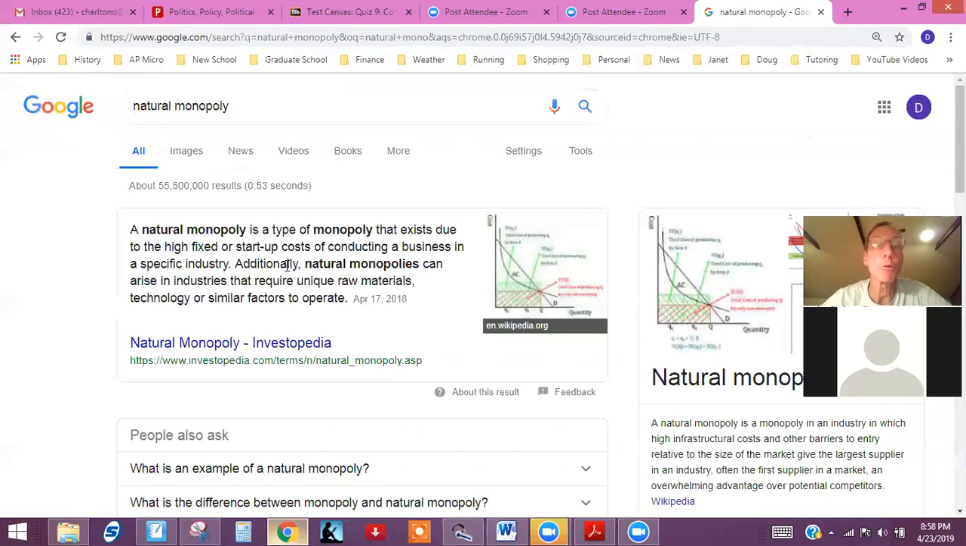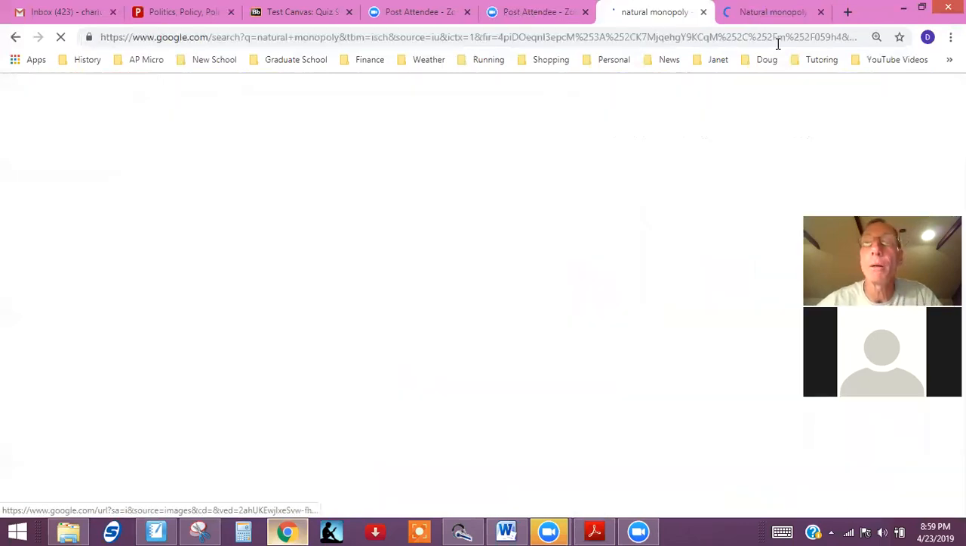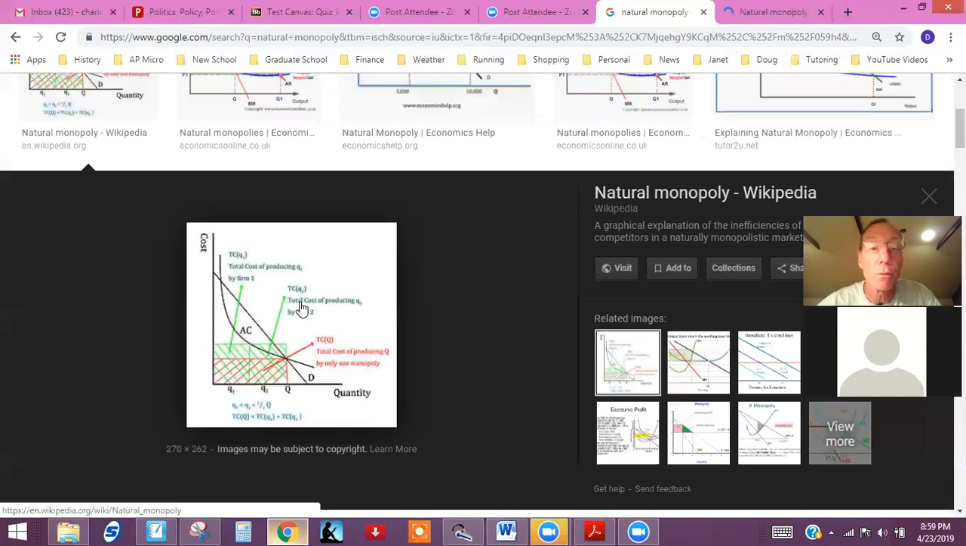So what happens with a natural monopoly is that they have, a good example would be the water company, the water for a town. It's very, very expensive to produce. Let me just show you a graph here. So this is more typical of a natural monopoly right here.